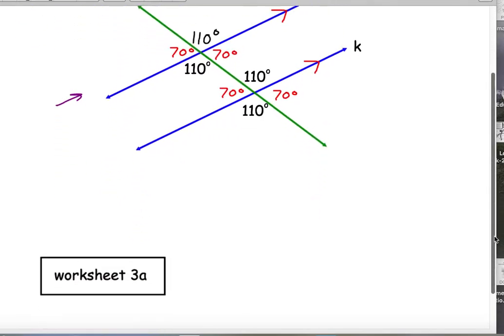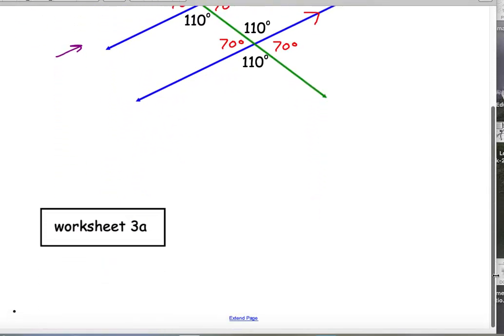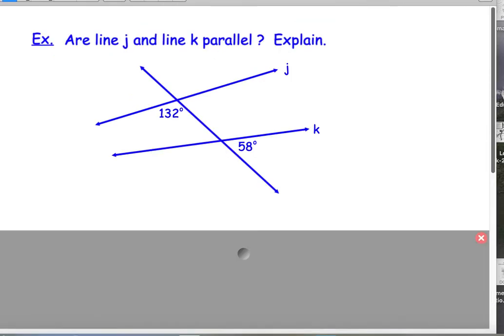All right, so one of the worksheets for homework is worksheet 3A. And I have 1 or 2 more examples. What if I don't tell you the lines are parallel, but I give you some angles? Well, what I like to do is fill in what I know. If that's 132, I know it's alternate interior with this one. So this should also be 132, if they were parallel. But I don't know they're parallel, so I can't go with that.